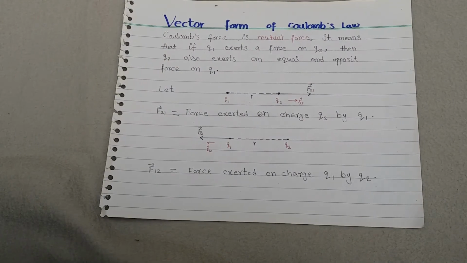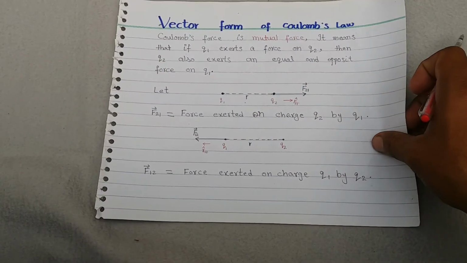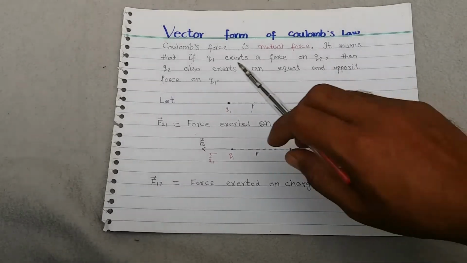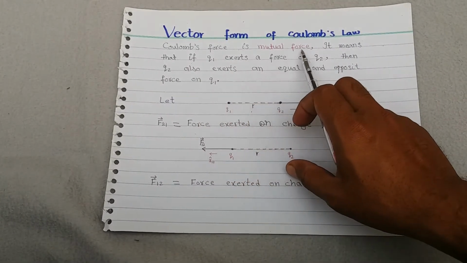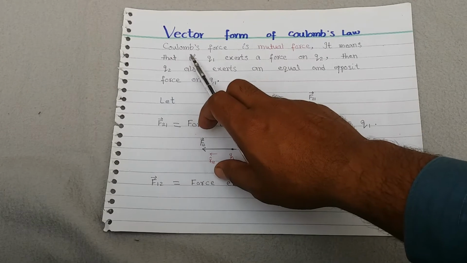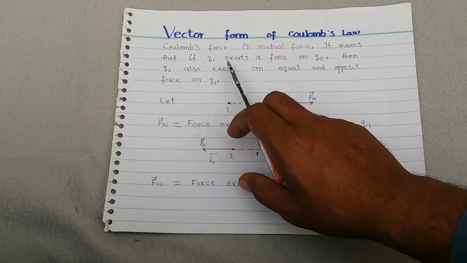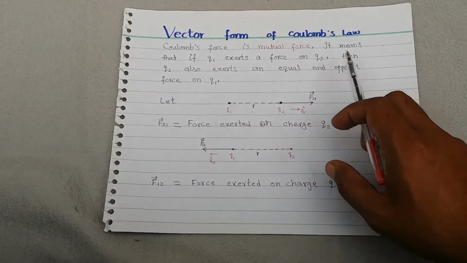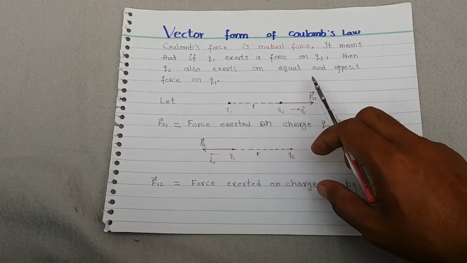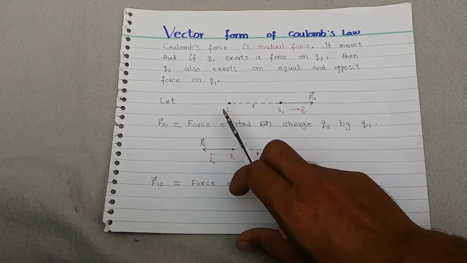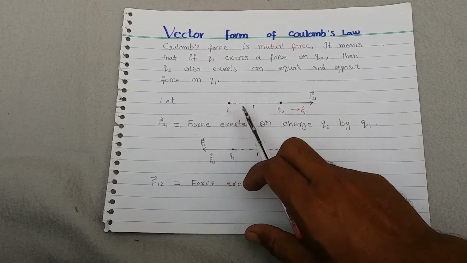So what is the vector form of Coulomb's law? Coulomb's law is a mutual force. It means that if Q1 exerts a force on Q2, then Q2 also exerts an equal and opposite force on Q1. So I take just these two point charges.